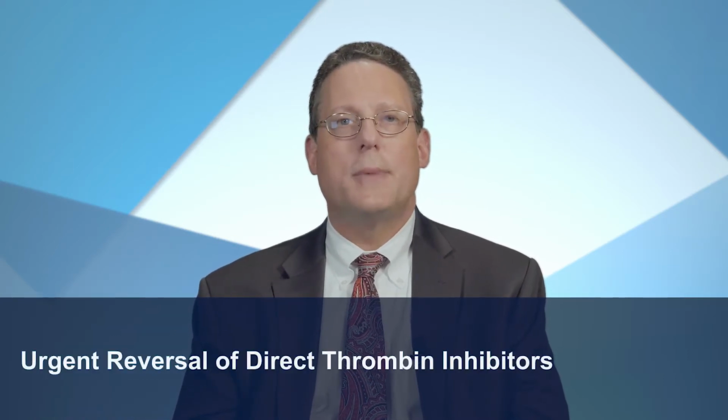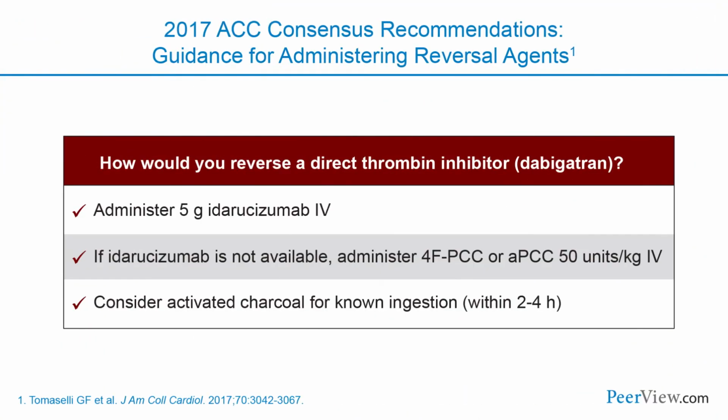But what if our patient with the GI bleed was taking dabigatran, the only orally available direct thrombin inhibitor? How would you manage that patient? Well, according to the ACC guidelines, consistent with FDA and EMA labels, if you felt the patient needed to be reversed, you would use Idarucizumab.